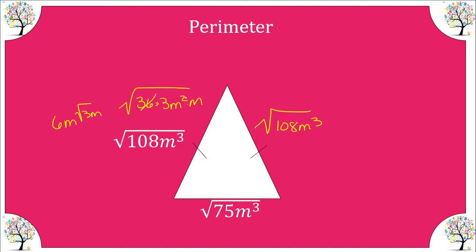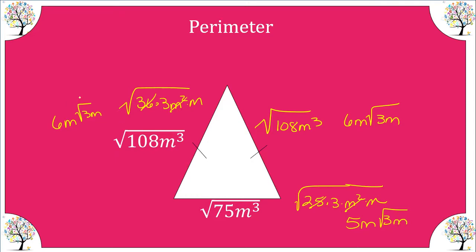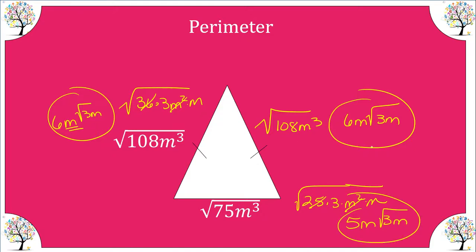So this was a perfect square and this is a perfect square. So I have 2 of those. And now 75m cubed is going to be broken down into 25 times 3 times m squared times m. And so here we have 5m times the square root of 3m. So we're just adding this measurement, and this measurement. So our coefficients, 6 and 6 is 12, and 5 more is 17m times the radical 3m.